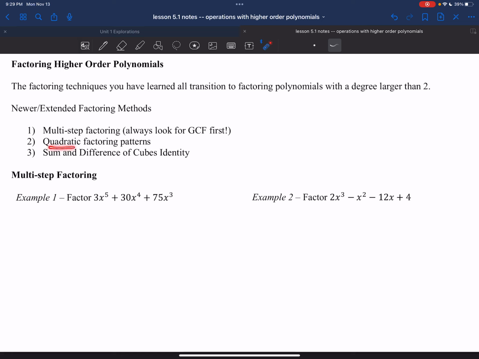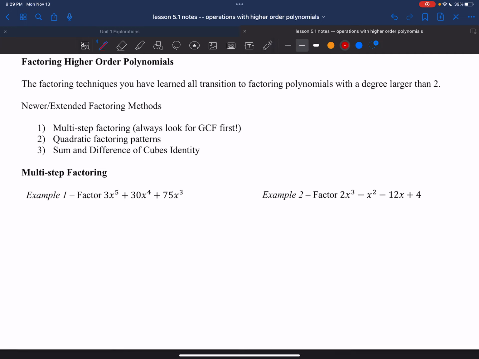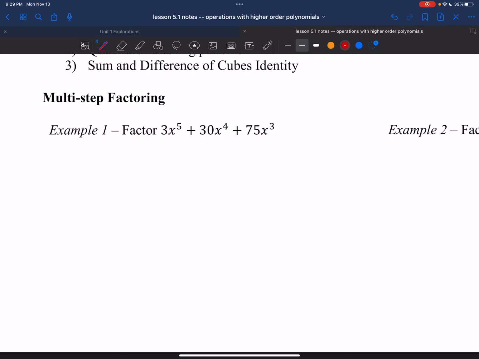The next one will be called quadratic factoring patterns. And so this is where you see an expression that it's not quadratic, it's not x squared, but all those patterns you learned for quadratics carry over to those polynomials. And I'll show you that too. And then we'll have a new sum and difference of cubes identity to talk about, which is kind of like the difference of squares, but for cubes. Okay, so let's look at multi-step factoring.